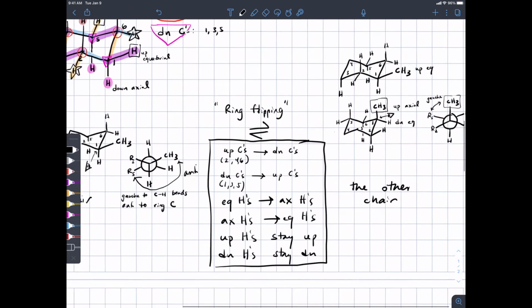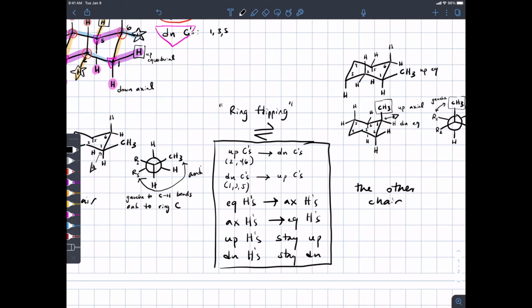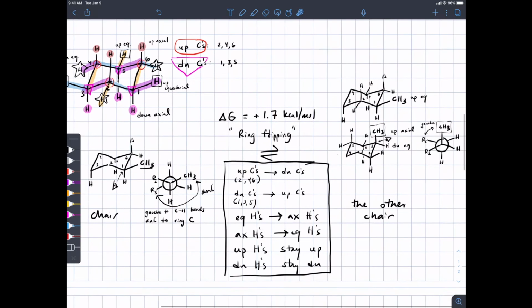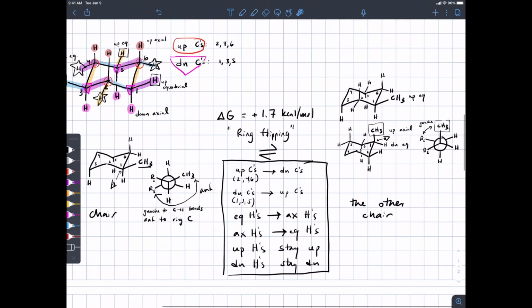And so what would you predict? Axial methyl group more or less stable than equatorial methyl group? Equatorial should be more stable, and in fact, the free energy change upon going from equatorial methyl group to axial methyl group is in the upward direction, less stable by about 1.7 kilocalories per mole. Now, for those of you playing along at home, 1.7 is a number you've seen before. I told you that was the A value of a methyl group. It gave you a sense for how big the methyl group is. This is where that number comes from.